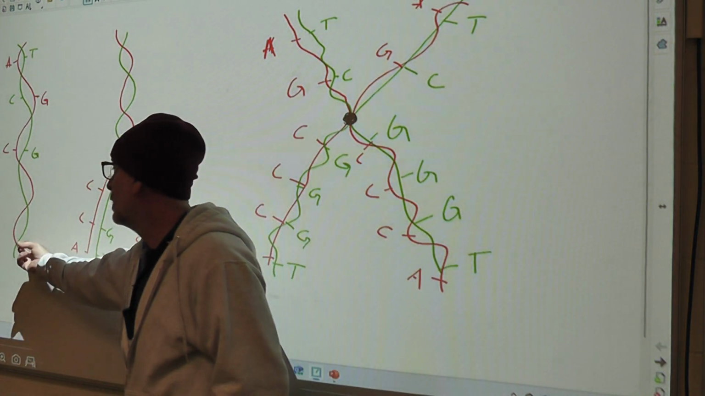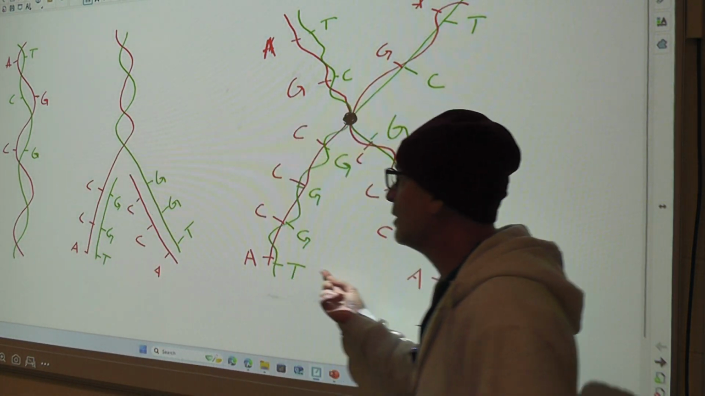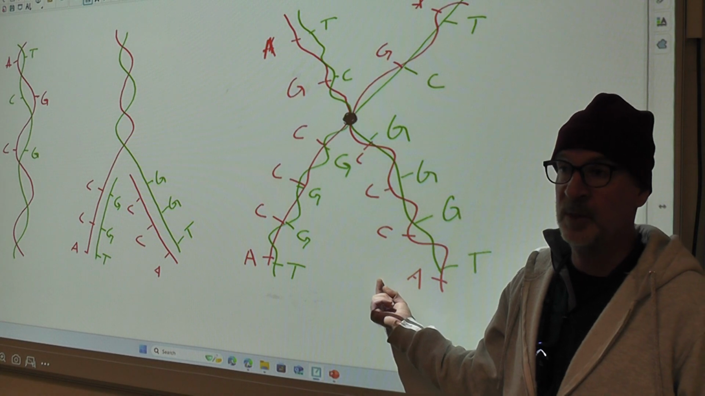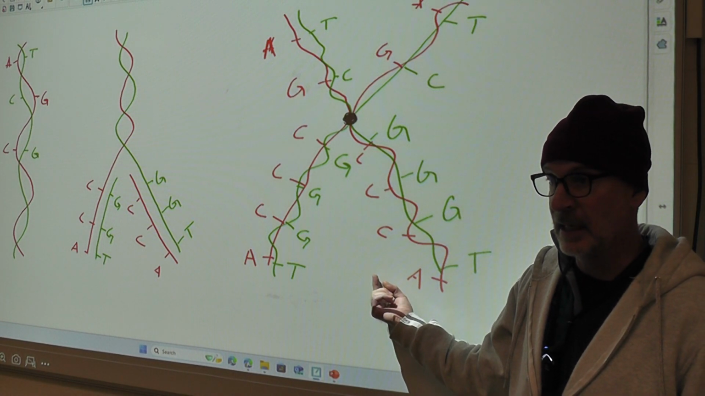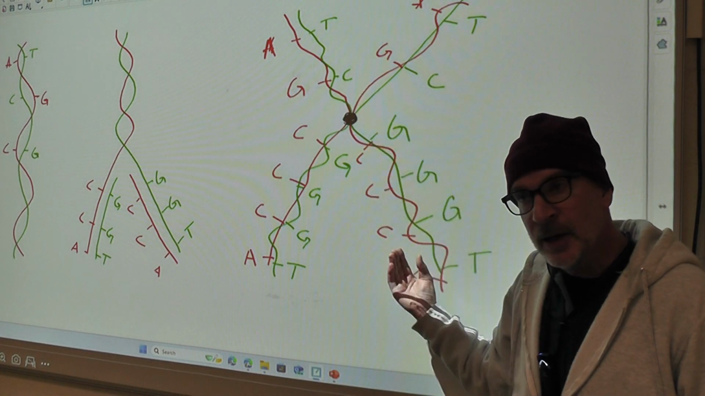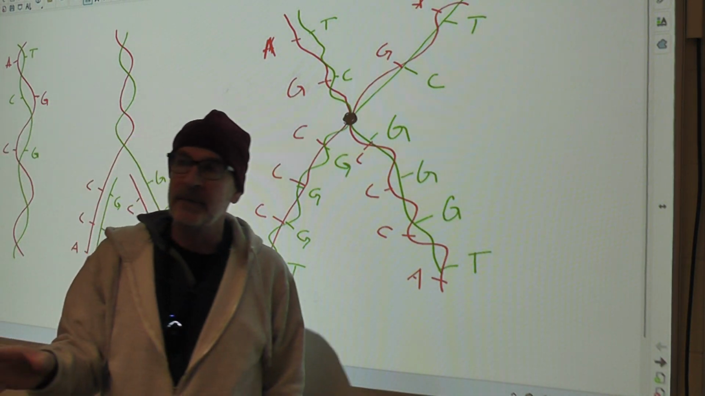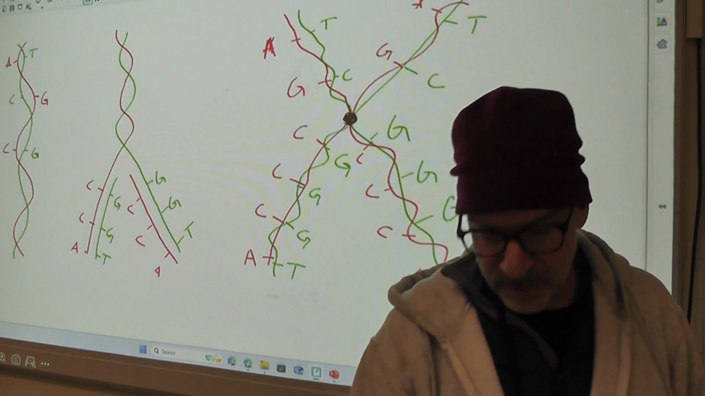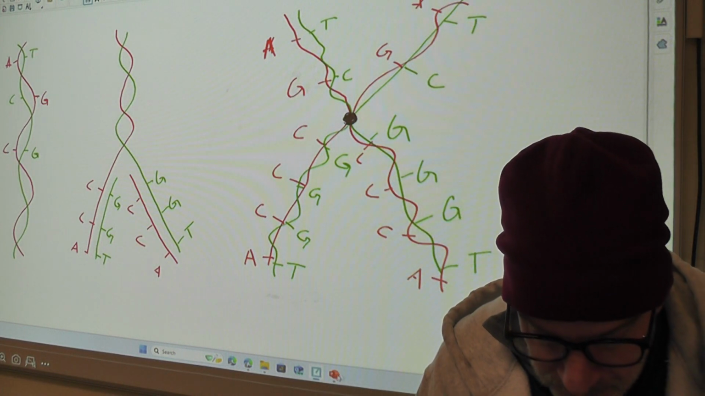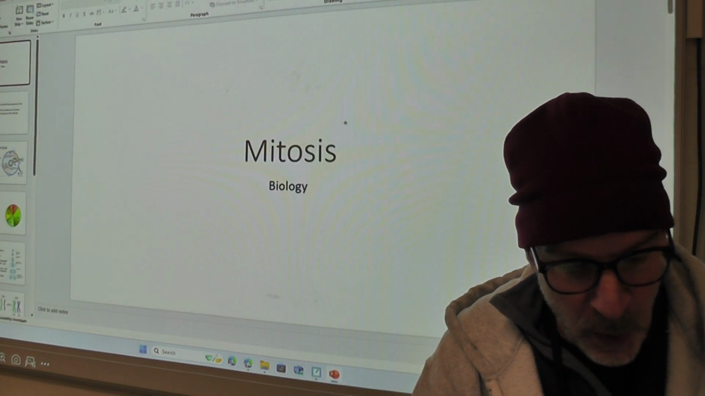We start here and then it gradually looks like this. I mean, that process happens pretty quickly, but it's not instantaneous. And then something happens here to make us go back to this, and that something is mitosis and cell division.